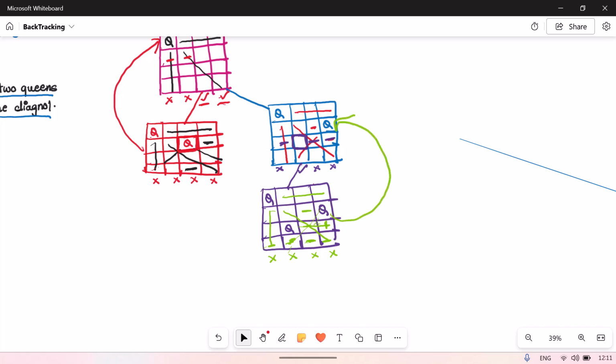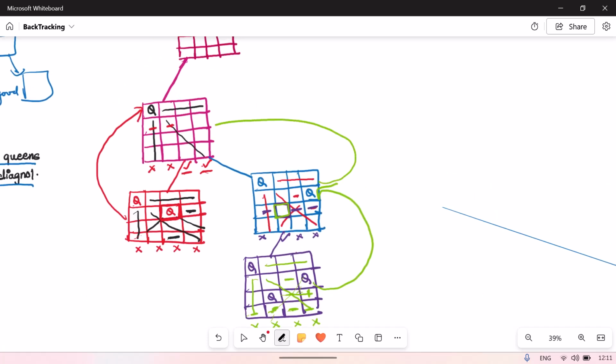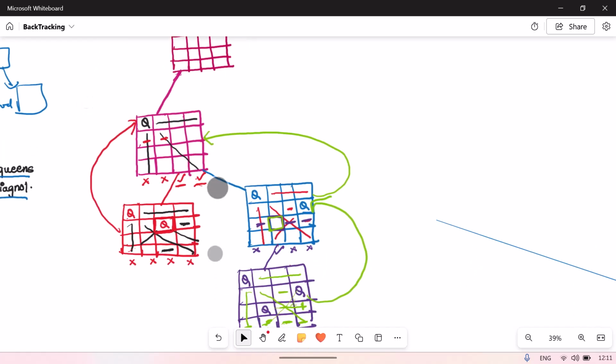Come back here. When you came here, this was the only possibility, and that possibility did not give you the solution. So there is no alternative also. So what are you supposed to do? Again, go back to the previous step. So this was S0. So this becomes S1, S2, S3, and S4.